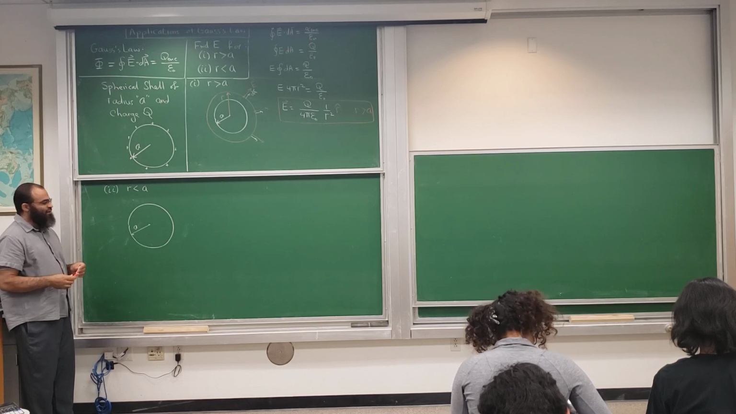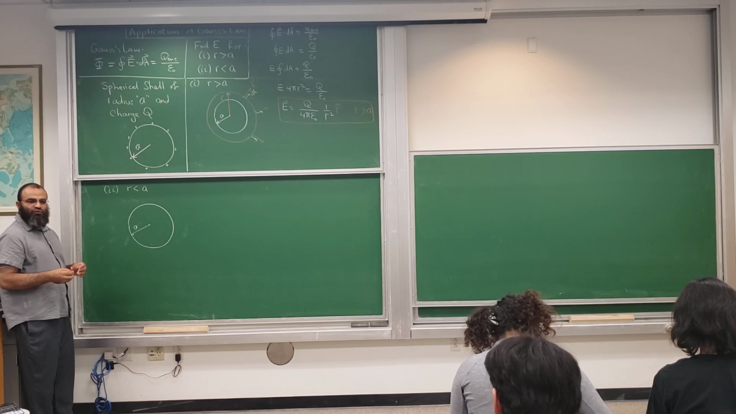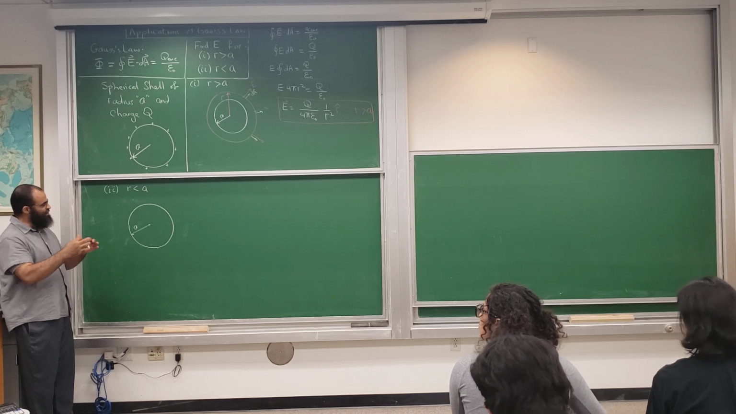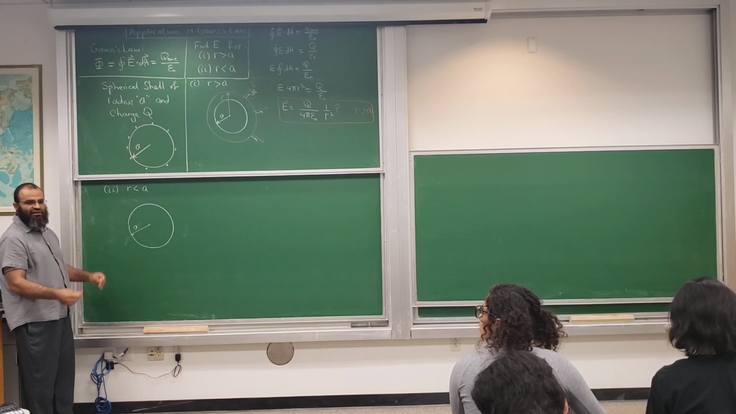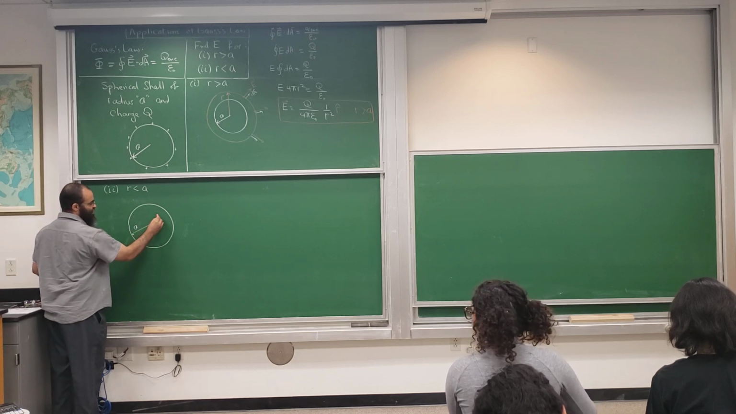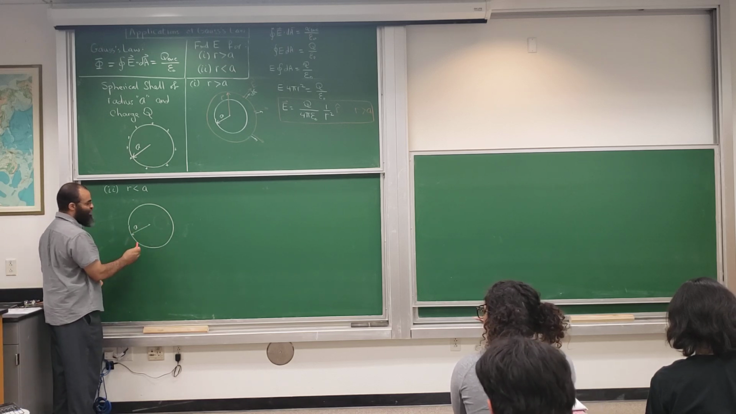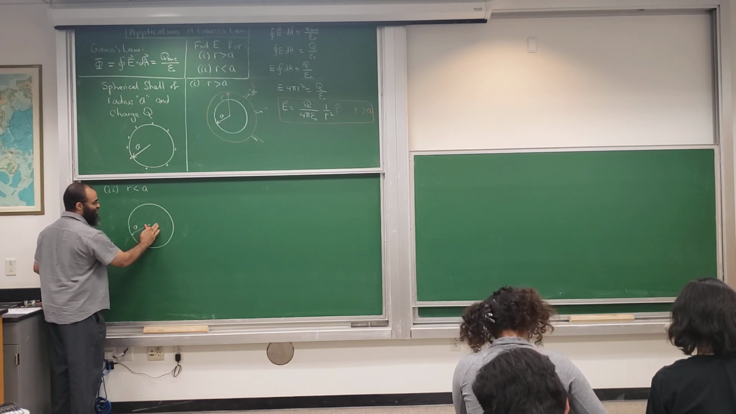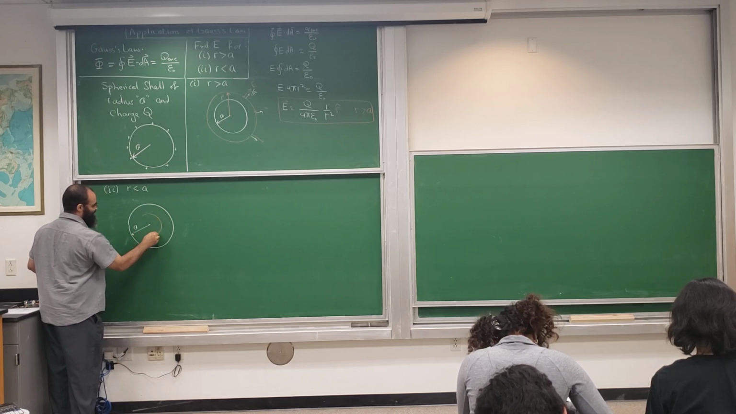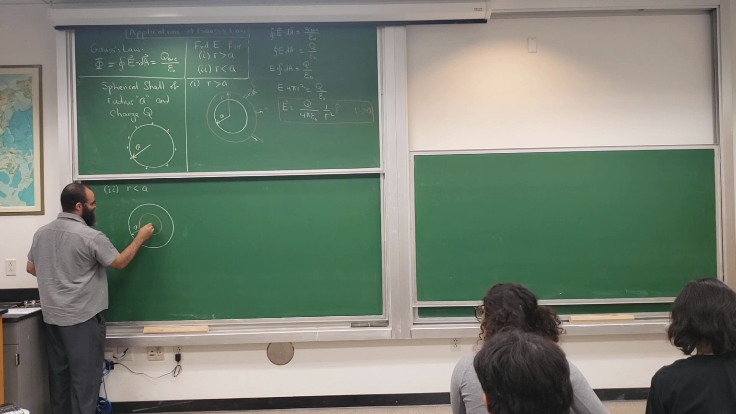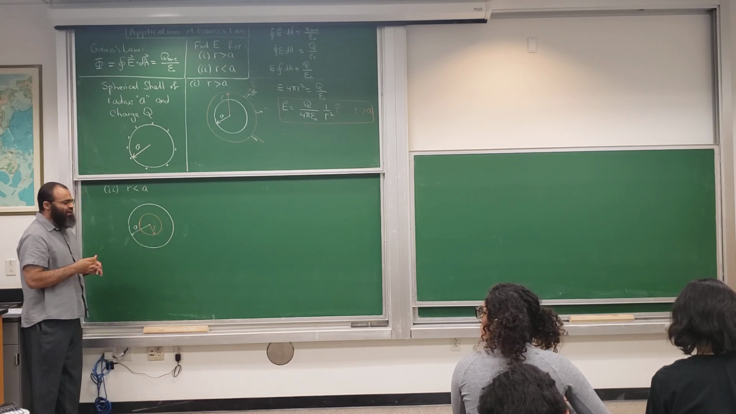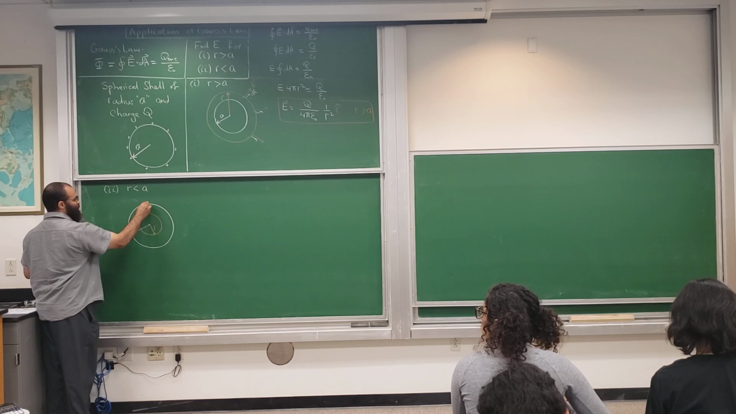Again, what would the shape of my Gaussian surface be? Spherical. Does it extend beyond or inside? Inside. Should it be a sphere with the same center? Yes, it should have the same center. Good. Here's my sphere, and my sphere is going to have radius r. Now, remember, there are pluses here.